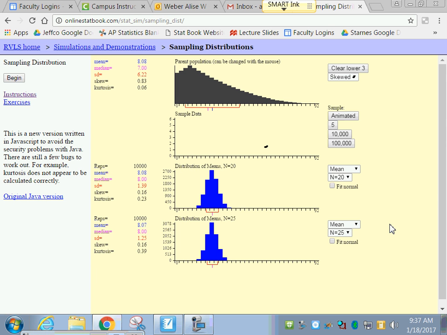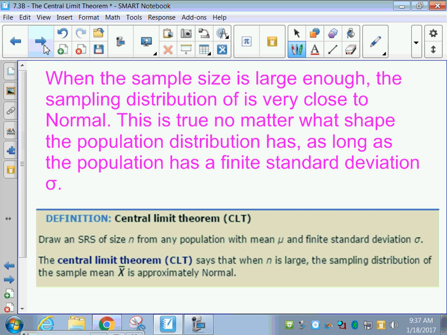So we're going to find that there's a cutoff here. Is there anything else we need to do? Summarize what you learned. The bigger the n, the bigger the sample size, the more normal, even with a skewed population. So when the sample size is large enough, the sampling distribution of the mean is very close to normal. This is true no matter what shape the population distribution has, as long as the population has a finite standard deviation.